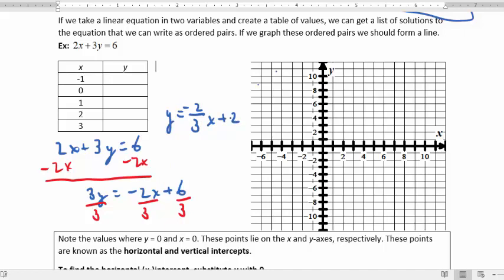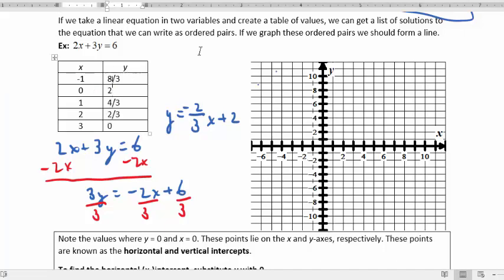So this is not a great input-output rule, or, you know, that's how you can think of it. You can think of it as an input-output rule, but because we have this negative 2/3 here, it's going to be a little tricky now. So when we plug in a negative 1, and you just take my word for this, that I'm getting the right answers, it's 8/3, 2, 4/3, 2/3, and 0.